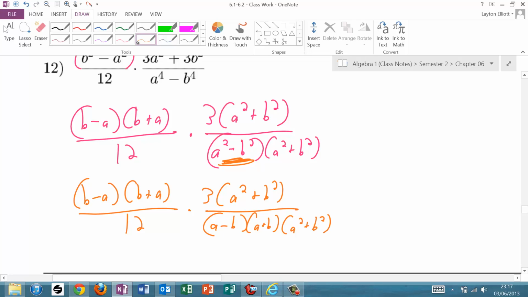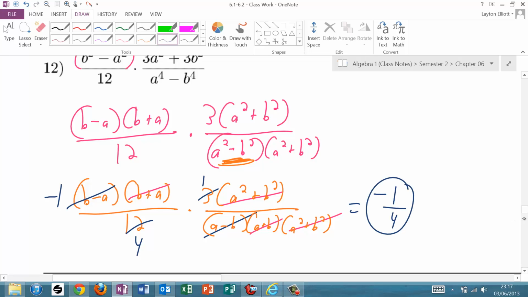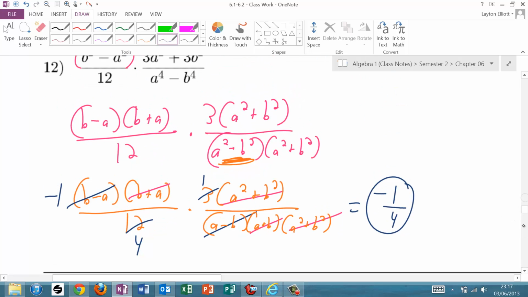Let's look for things to cancel. A squared plus b squareds go, a plus b's go, a minus b and b minus a are opposites, so those become negatives, negative 1 somewhere. The 3 and the 12 become a 1 and a 4. So if I clean up what I have left, I have a negative 1 over 4. Oh, is that it?